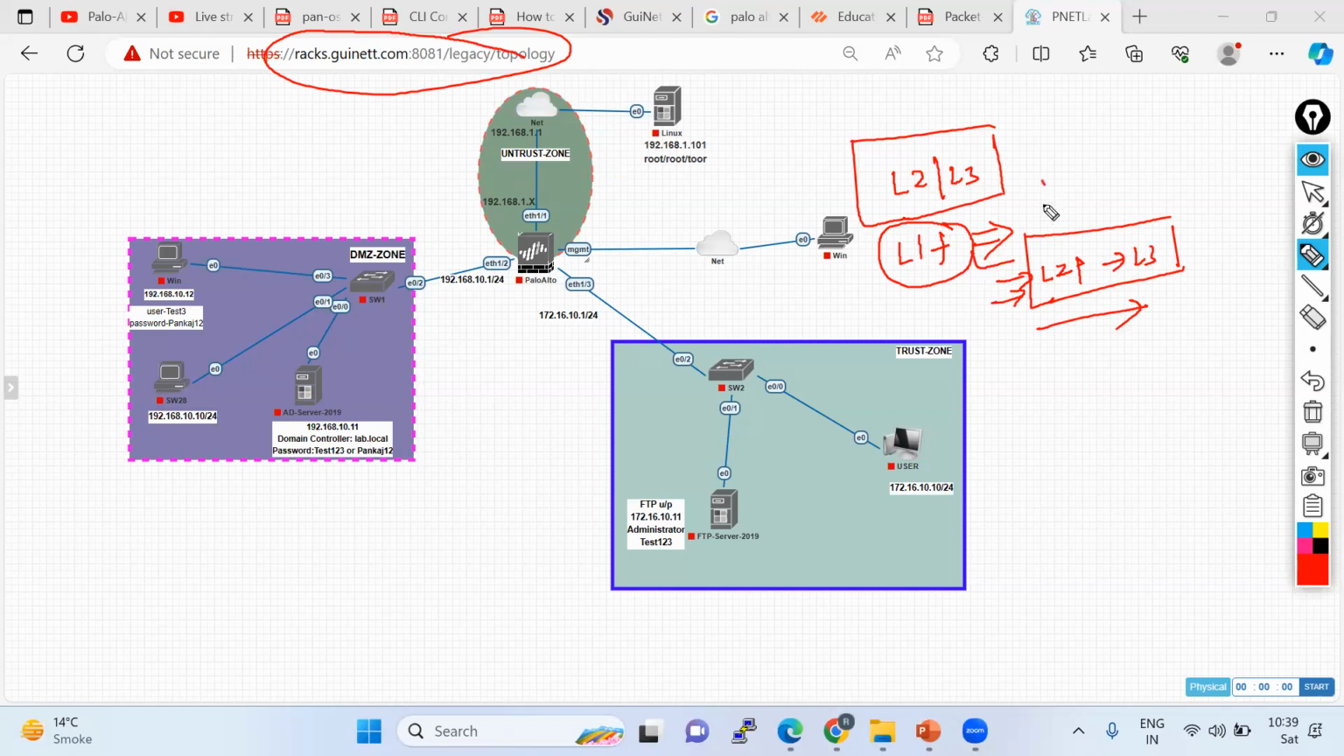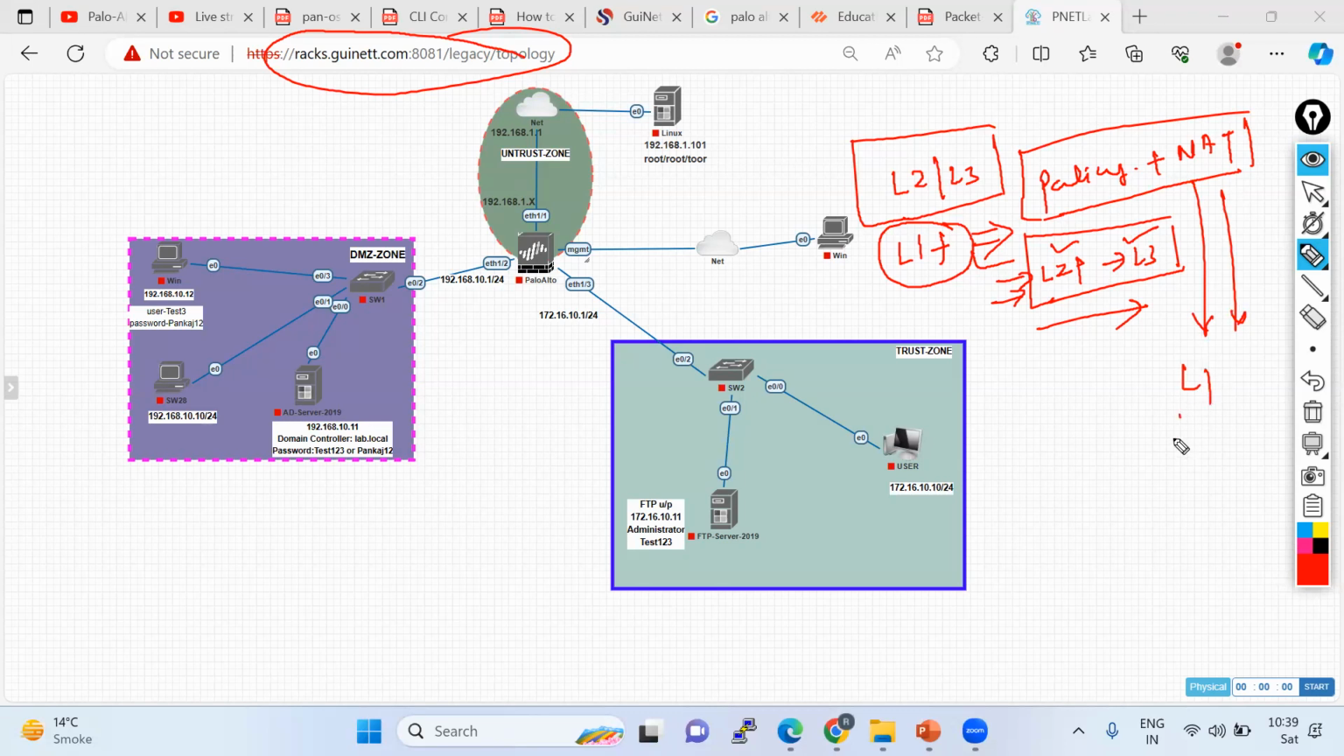Tell them, I can also create the policy. I know how to create the policy. I can also create the NAT. Within your organization, you might not be promoted to the L2 or L3 role for a certain period of time, but if you have this much knowledge while working on L1 and you apply for an L2 role in another company, they will select you.